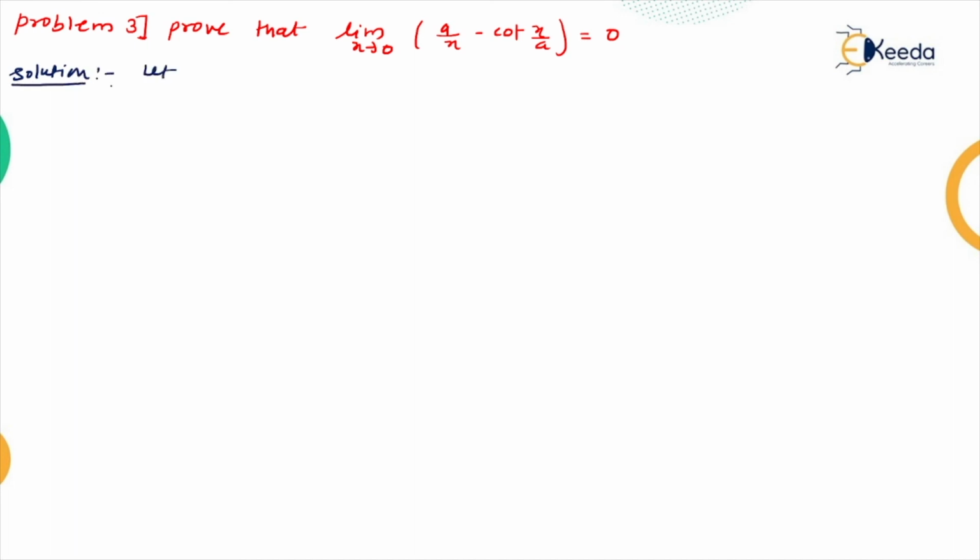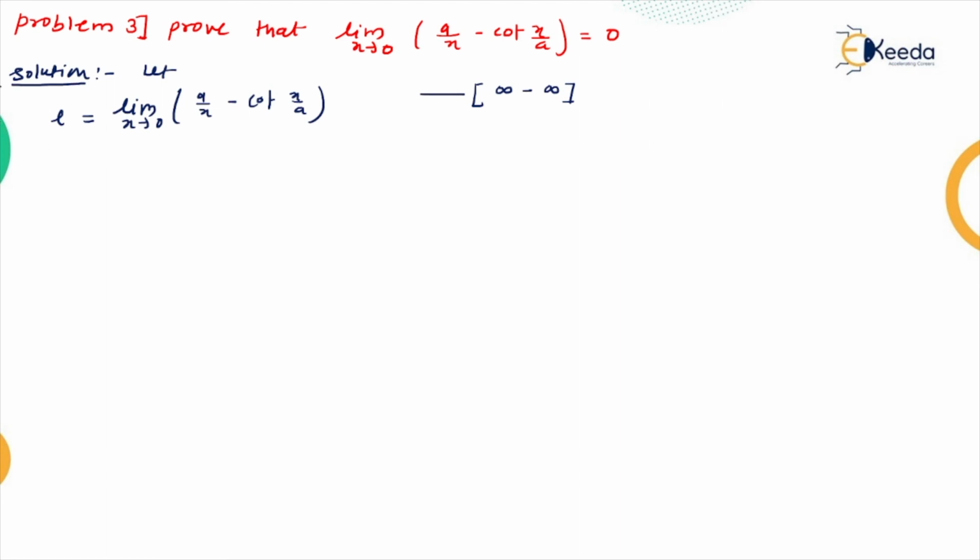So the given limit can be written as L is equal to limit as x tends to 0, a by x minus cot of x by a. You have to observe this very well, guys. When we replace x as 0, it takes the form infinity minus infinity.